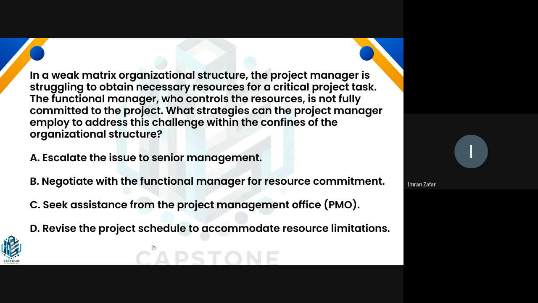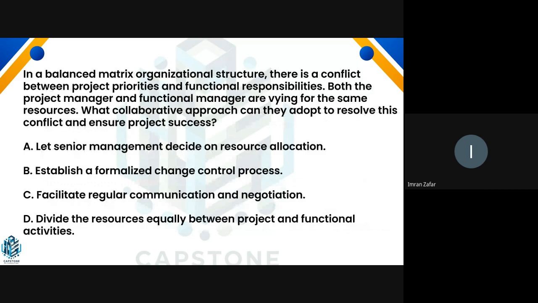Yes, B is the right answer because before escalation or seeking any assistance or revising the project schedule, you as a project manager should be using your negotiation or influencing skills to get the resources from the functional manager. So you need to try to deal with it from your side first, and then if you are unable, you can seek assistance from PMO or your sponsor if needed. Okay, so this is the third one.